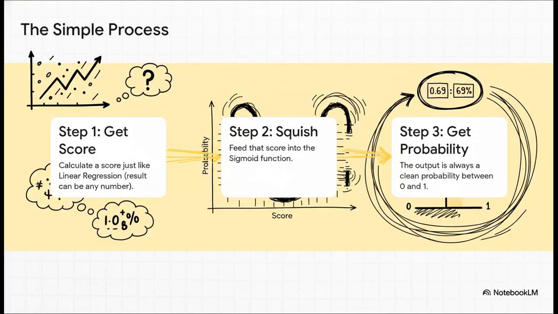So the whole process becomes wonderfully simple. You've got two steps. First, the model calculates a score, just like our old friend linear regression would. Then, and this is the magic part, it feeds that score, whatever it is, into our sigmoid squisher function. And voila! The result is no longer nonsense. It's a meaningful probability, like 0.69, which we can look at and say, okay, that's a 69% chance.